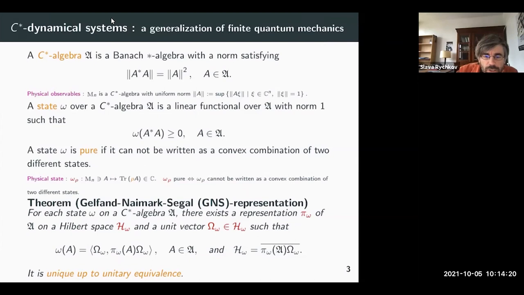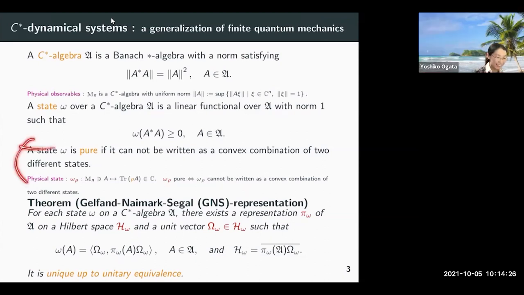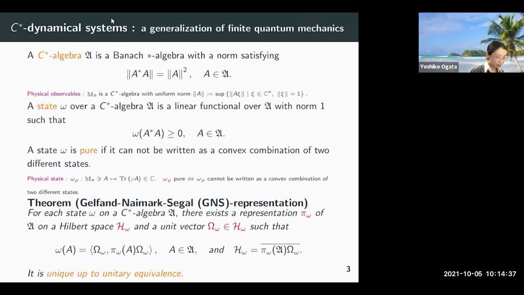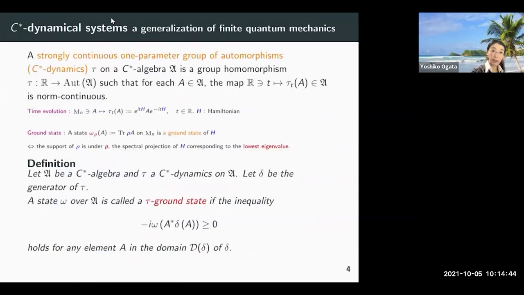I'm sorry, can I ask a question? Yes. Is this theorem valid for any state or only for pure states? Any state. This is for any state. When the state is pure, it has more structure, but this holds for a general state.